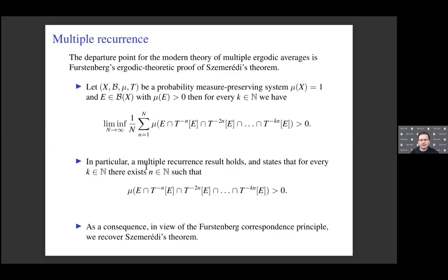In particular, he was able to show that for every set E with positive measure and every k, there exists N such that this inequality holds. And now, combining this inequality with the Furstenberg correspondence principle, he was able to recover Szemerédi's theorem. So in fact, this multiple recurrence theorem was a consequence of a stronger result, for which we are able to understand the averaging operators, the lim inf corresponding to the averaging operators.